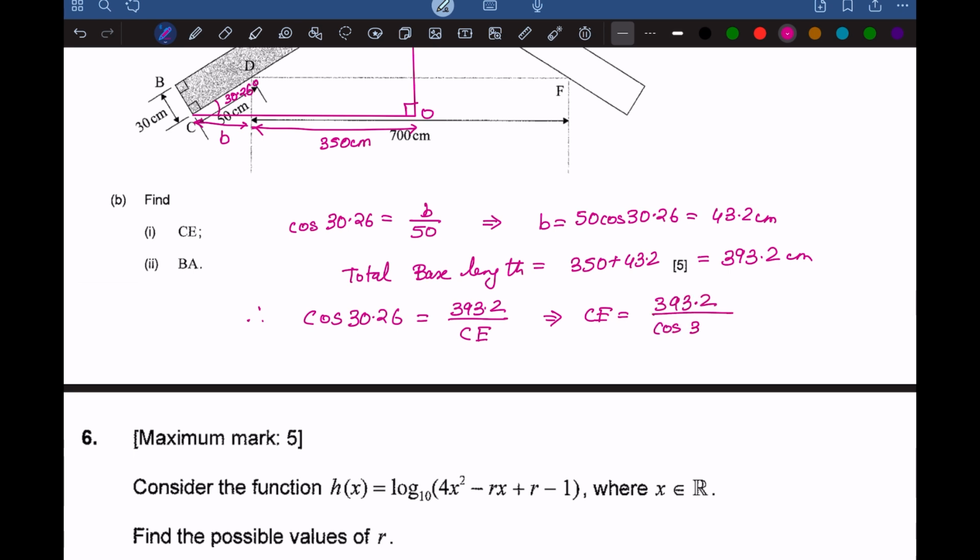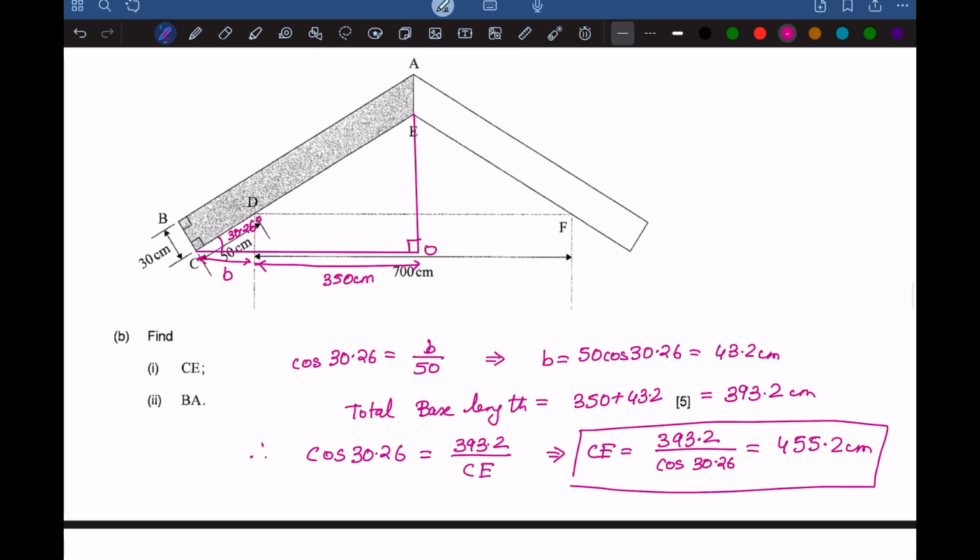Divided by cos 30.26, which is 455.2. That is the answer to the first part. So CE is 455.2 centimeters.